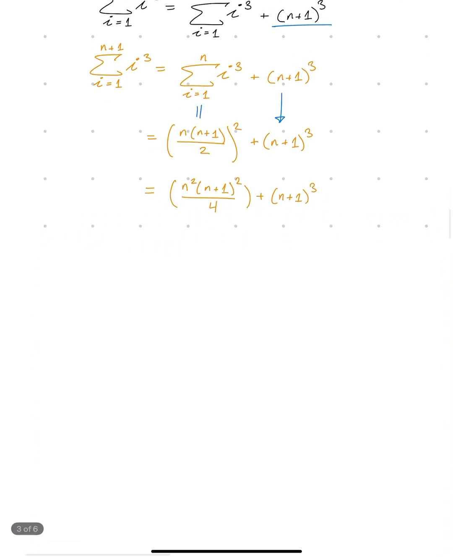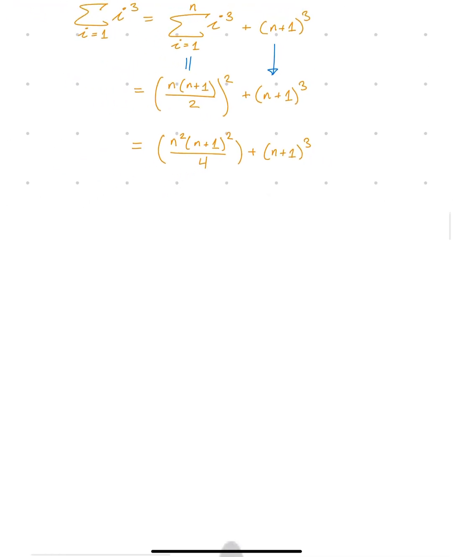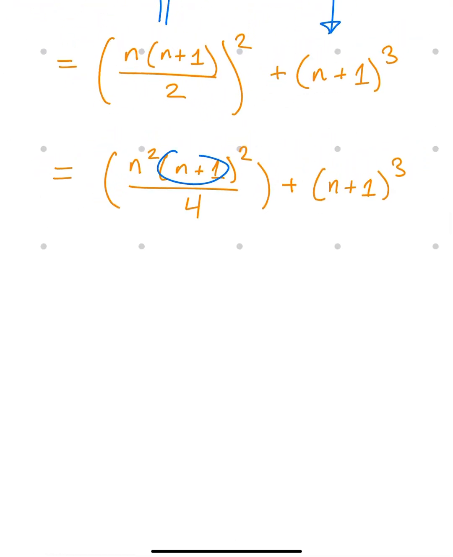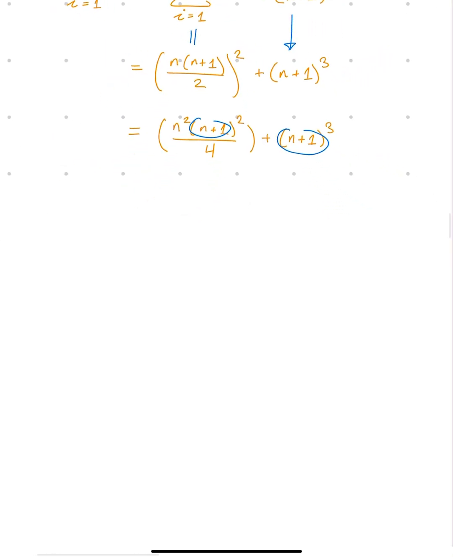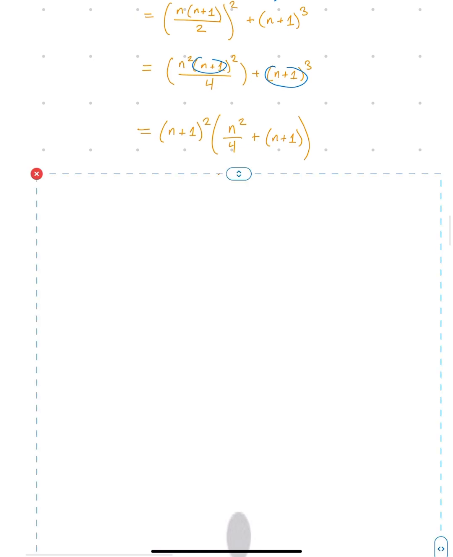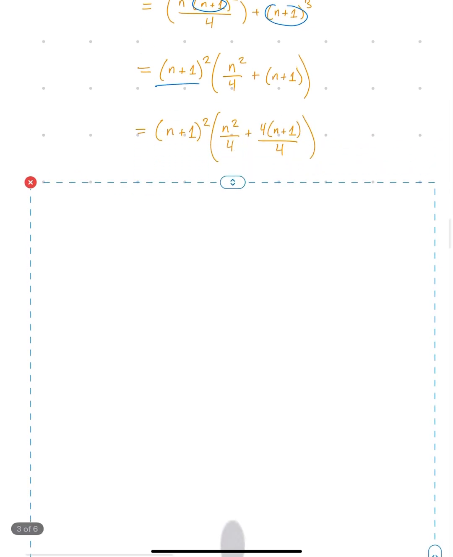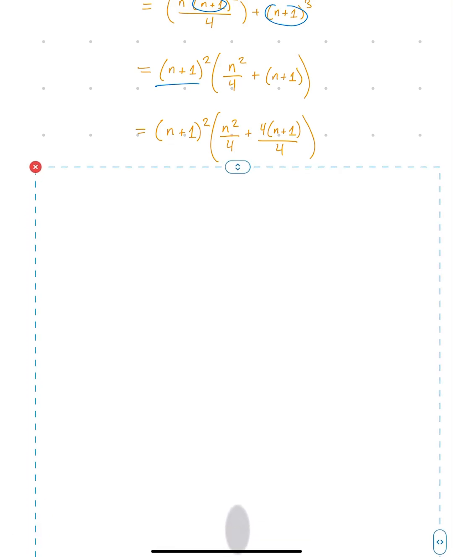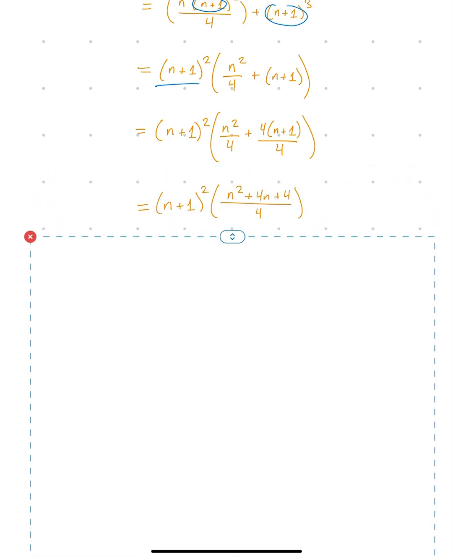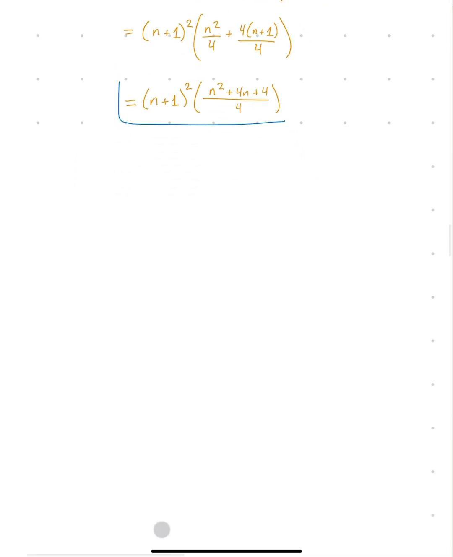So now let's do some algebra. We're going to square the 2, square both of these, and then we see that there's an n plus 1 here and an n plus 1 here. And we're actually going to factor that out. So now that we've factored it out, we have n plus 1 squared all times this. And we are going to multiply the denominator and the numerator by 4 and then merge them together to show that we get n plus 1 squared times n squared plus 4n plus 4, all divided by 4.